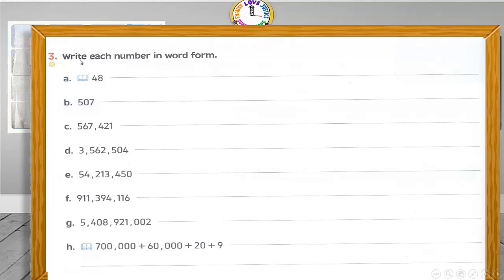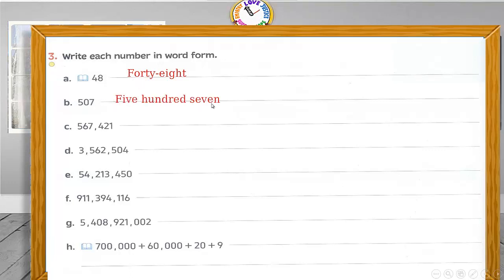Exercise 3. Write each number in word form. To write any number in word form, I said in the previous video you should read the number when you write. You should start from left and read each digit. 48. If you want to write this number, you say 48. So write as you said, 48. It's so easy.